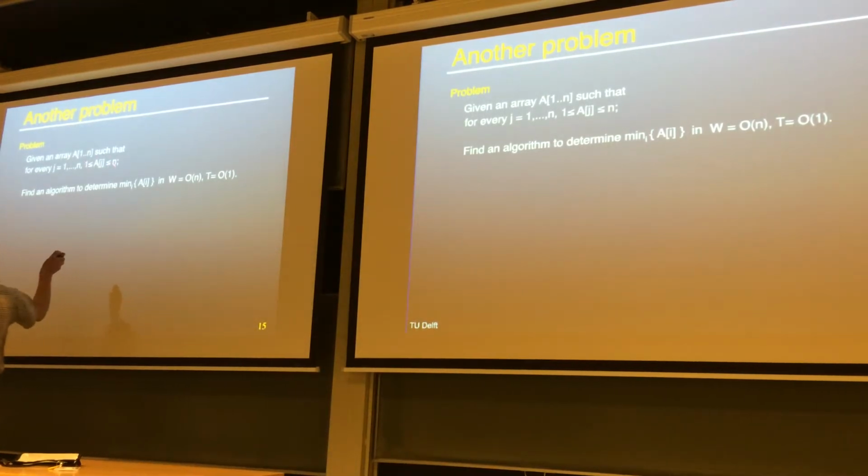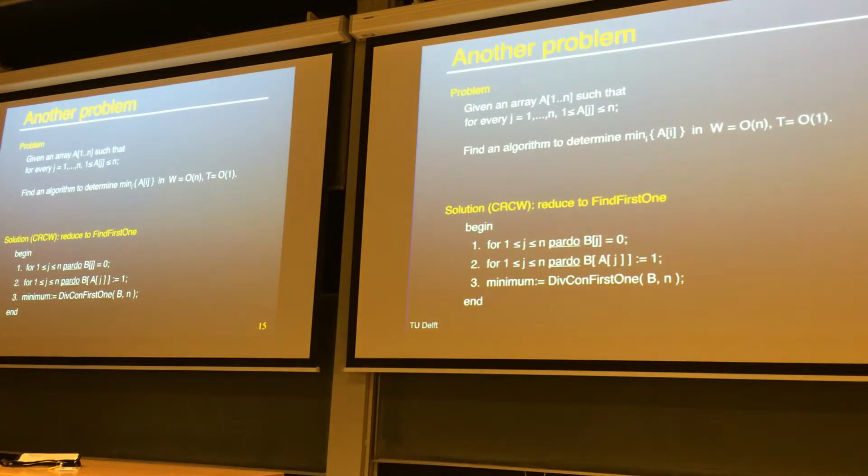A_i is between 1 and 8. How could you convert that information to make a Boolean array, where finding the first one comes down to finding the minimum? Well, let me give you the answer.